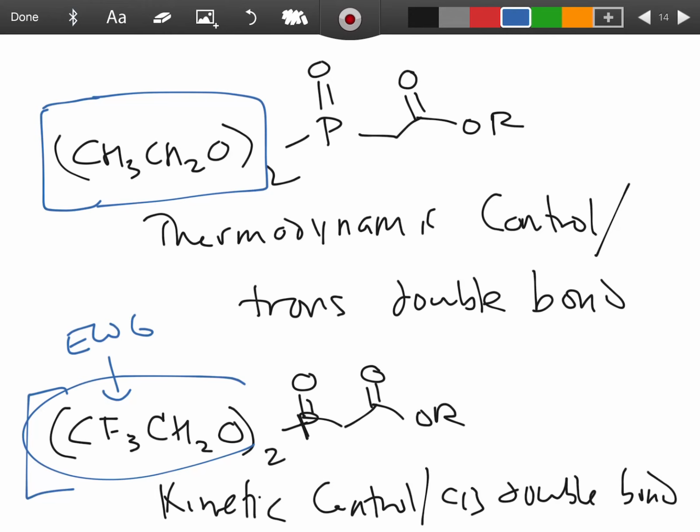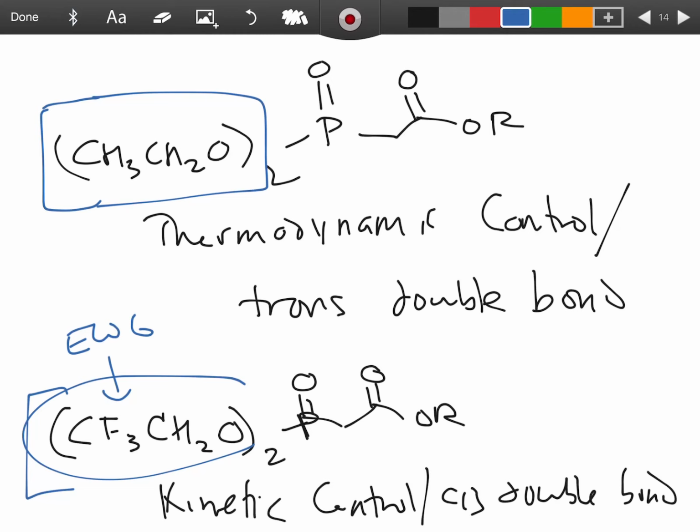So you can see here, if my R group is methyl, I favor the trans double bond. If my R group is trifluoroethyl, I favor the cis double bond. So even with the base and everything being the same, just changing the group on the phosphorus totally switches my reaction selectivity.